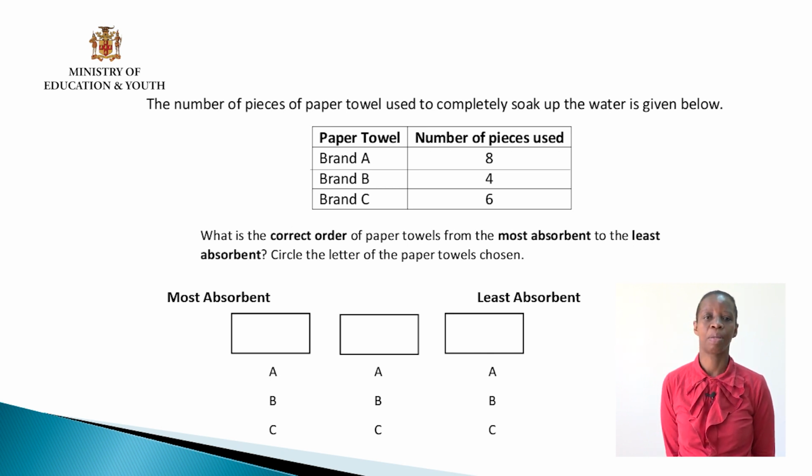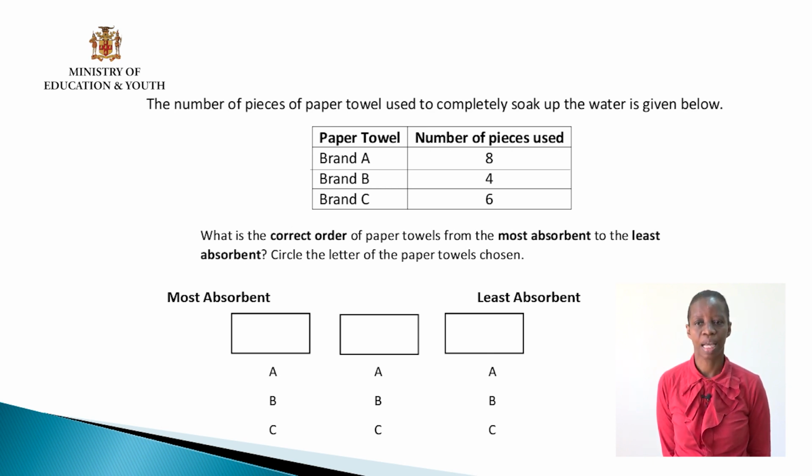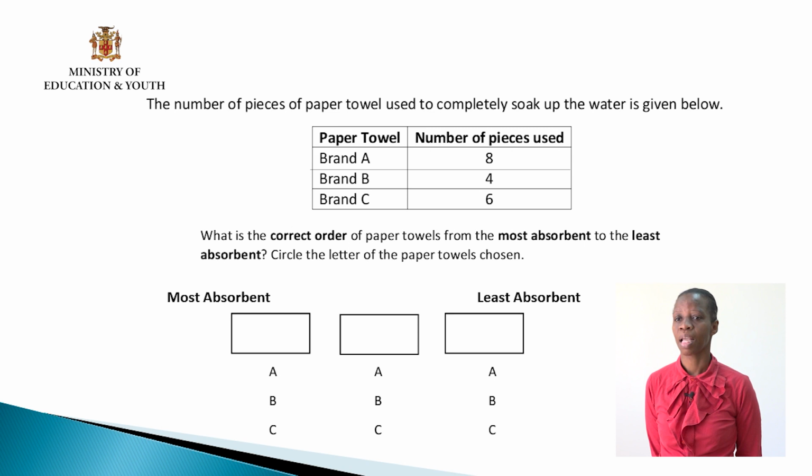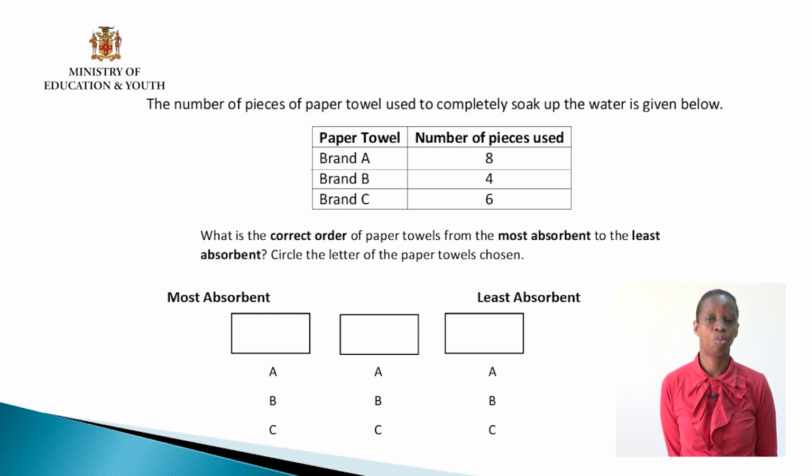And here we're looking at the property of absorbency. Yes, that is the word. That's a property. How quickly or how completely it absorbs the liquid. We're to order them, yes, from the most absorbent to the least absorbent. All right? The most absorbent would be the one that required the least number of pieces, yes? And the least absorbent would be the one that required the most pieces of paper towels.